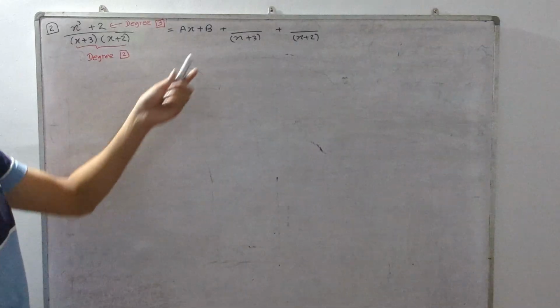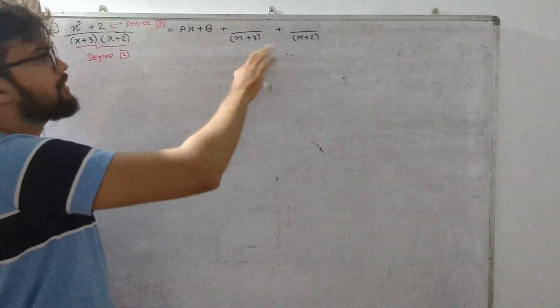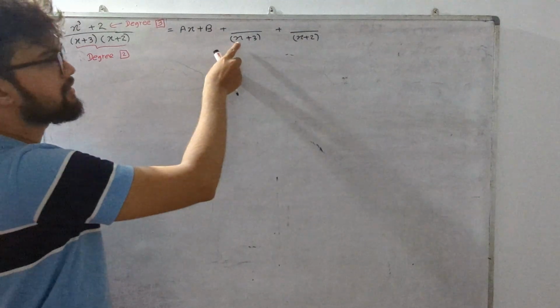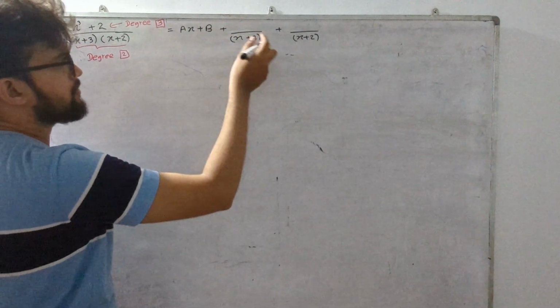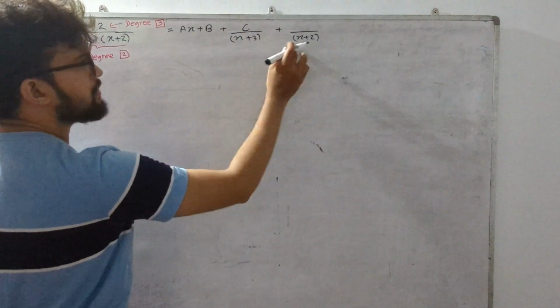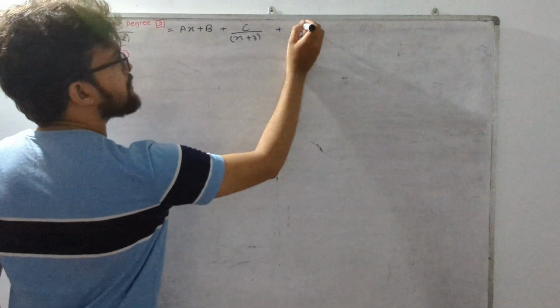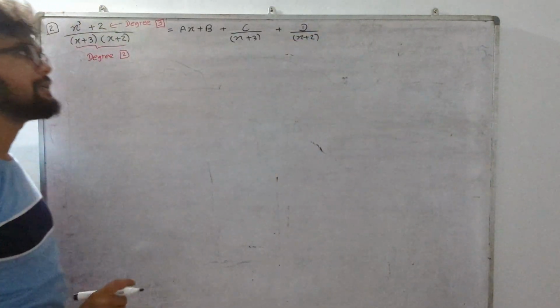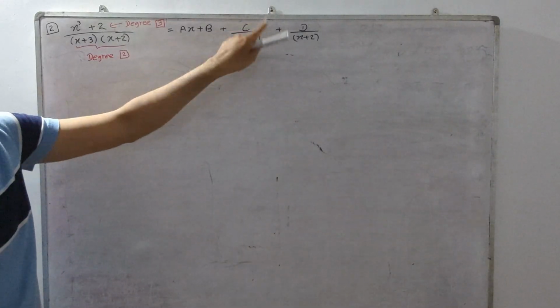So after that, now we can solve this part like previously. This degree is 1, so this would be a constant, because the degree is 0 terms. C, this degree is also 1, so it will be the constant d. So now we have to find a, b, c and d.